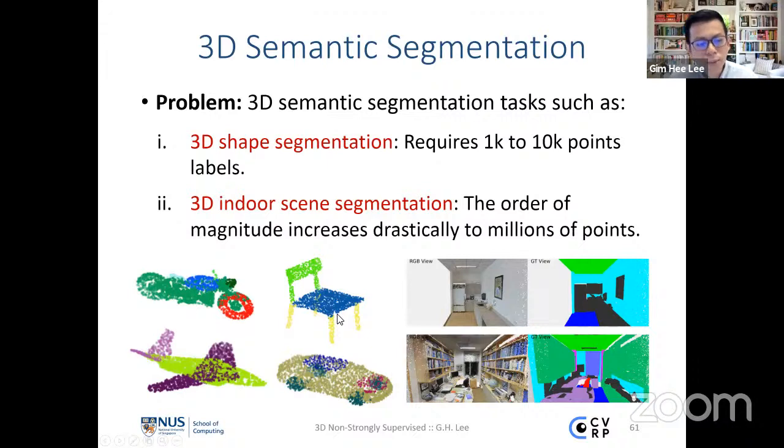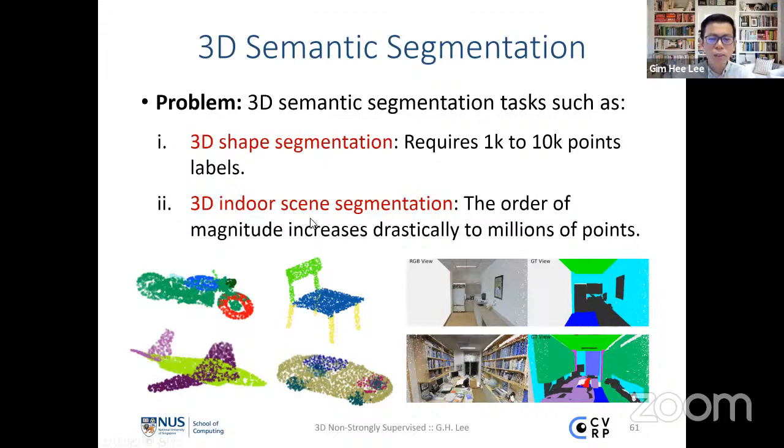In this task, given a point cloud of a shape, of a 3D object model that looks something like this, for example, a chair, we want to segment this input 3D point cloud of the object into different semantic parts. This could be the backrest, the seat, and the legs of the chair. Similarly, you can have many other different objects, and we want to segment them into semantically meaningful parts from the 3D shape. This would usually require 1,000 to about 10,000 point labels for the strongly supervised learning network to work well.